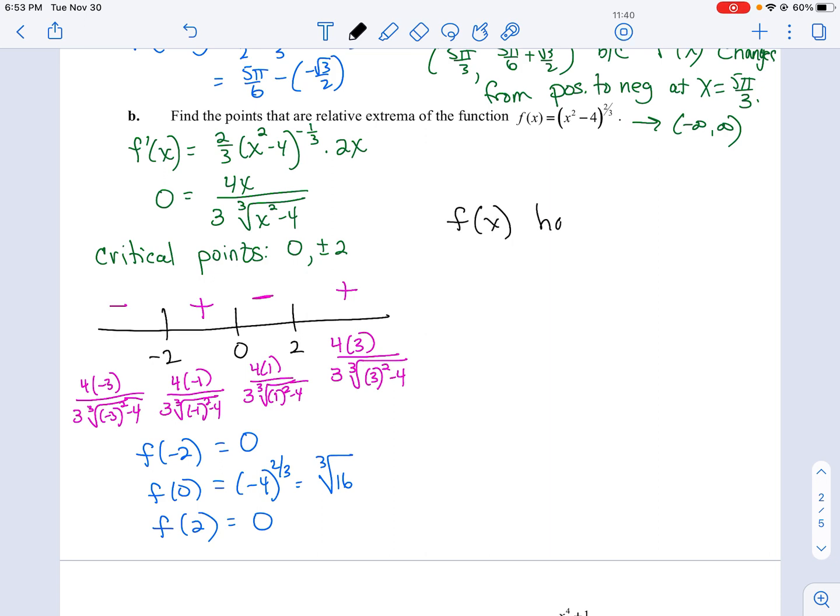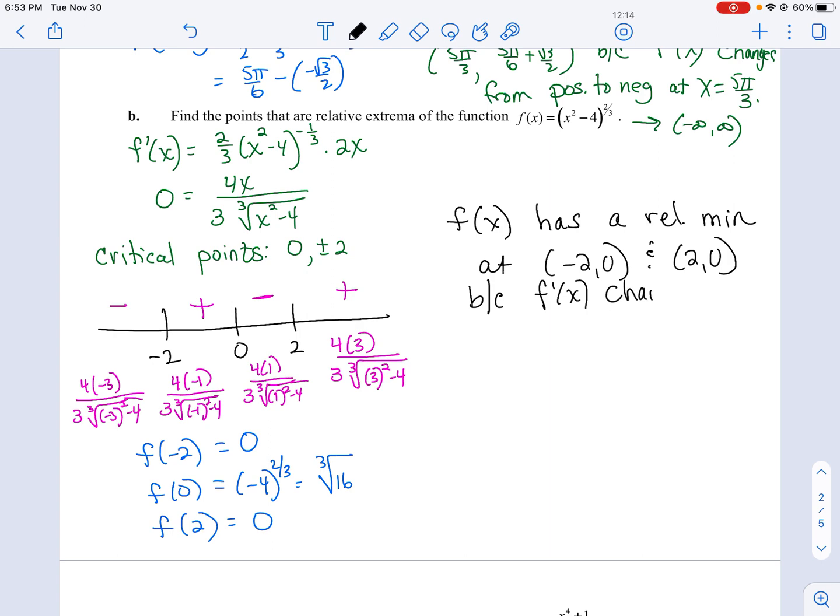f of x has a relative minimum at (−2, 0) and (2, 0), because, let's come back over here, at x is negative 2, my first derivative changes from negative to positive. And at x is positive 2, the first derivative is changing from negative to positive. So f of x has a relative minimum at (−2, 0) and (2, 0) because f prime of x changes signs from negative to positive at both x equals negative 2 and x equals 2.